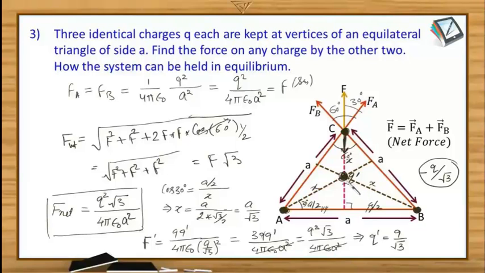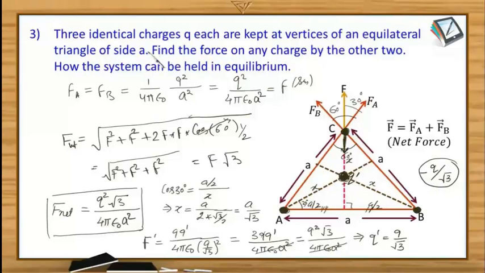This way, all three charges will remain in equilibrium. You can see that it is a symmetrical situation for all the charges. If we would have calculated the same thing for B, then the result would have been the same. Just because it is the centroid, it is a symmetric location for all three corners of the triangle. So if one charge is in equilibrium, then the rest of the charges will also be in equilibrium. So the answer to this part of the question, how the system can be held in equilibrium, is that we can put a charge minus q by root 3 at the centroid of the triangle.